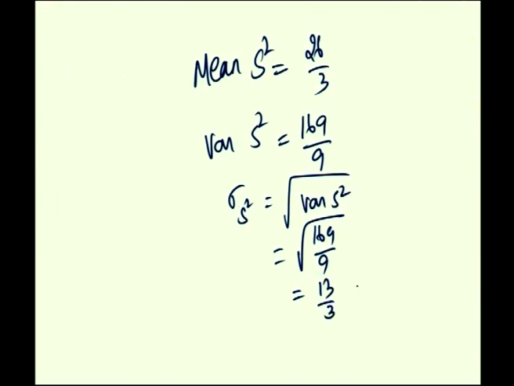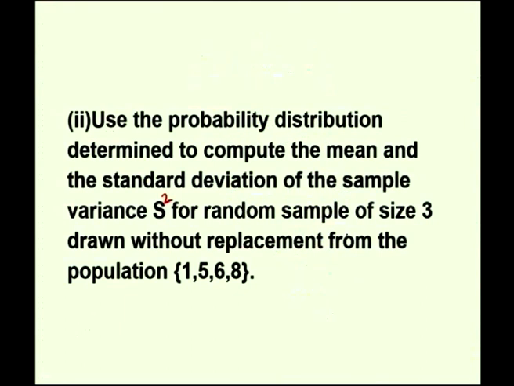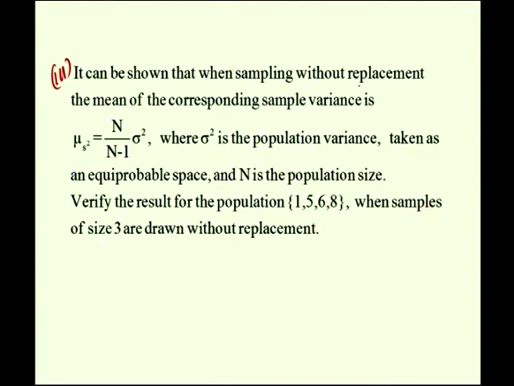Also, one more thing has been asked to discuss. What is that? The third subdivision, as we have finished with two subdivisions. You are asked to find the mean and standard deviation of the sample variance, and you are asked to find the probability distribution of the sample variance. It can be shown that when sampling without replacement, the mean of the corresponding sample variance, mu s square, is equal to n by n minus 1 into sigma square, where n is the population size.